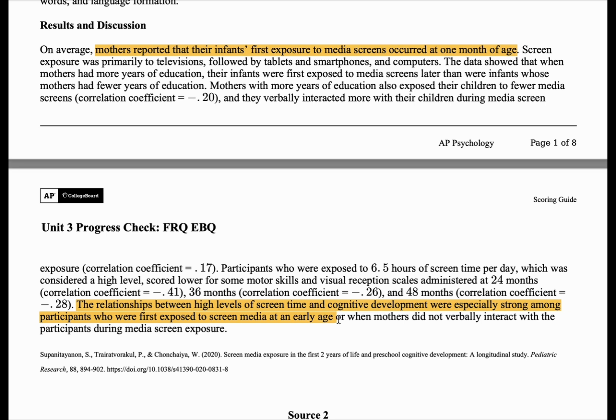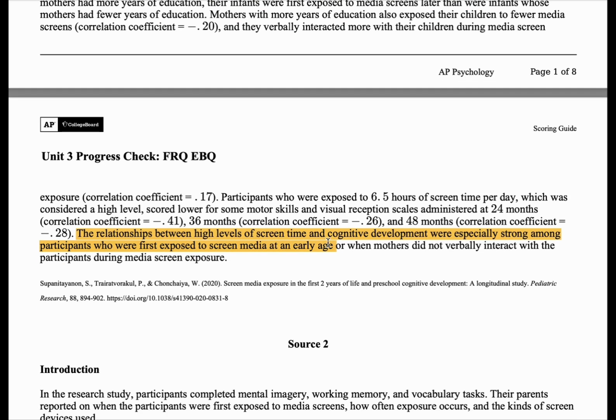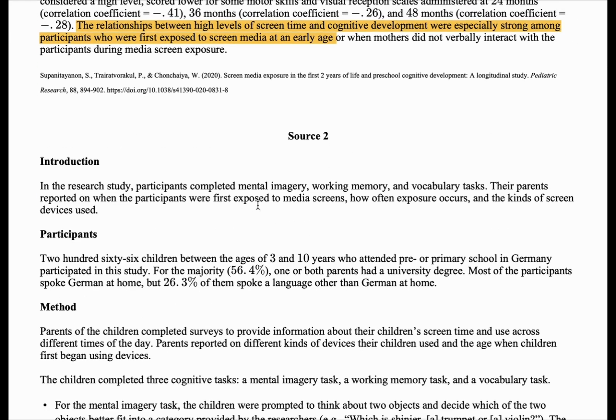Okay, so this is something that has all of the keywords, right? Early age, exposure to media, cognitive development. Okay, that's all we need. Okay, we can do the same thing to source 2.